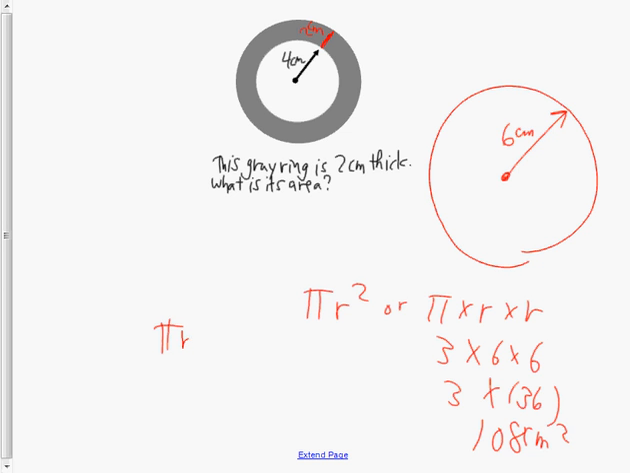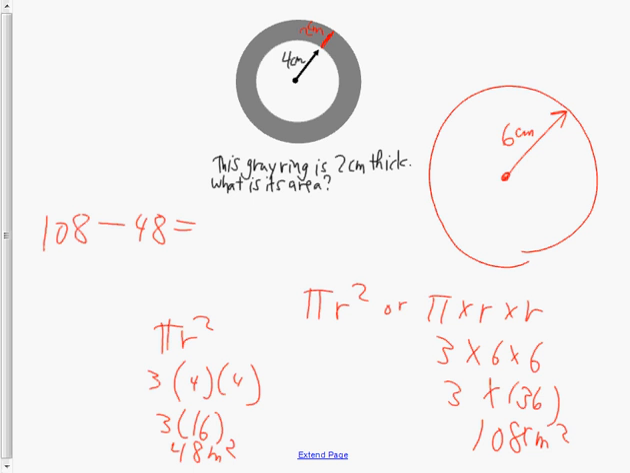So that other circle, the white circle, is pi multiplied by the radius, which is 4, multiplied by the radius, which is 4, which is 3 times 16, which is 48 square meters. Okay? So the big gray circle without anything cut out was 108. Take away the area of the white circle, which is 48, means that the remaining area of that gray ring is 60 square meters.